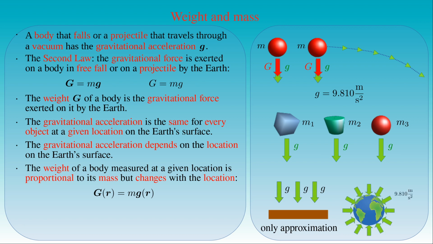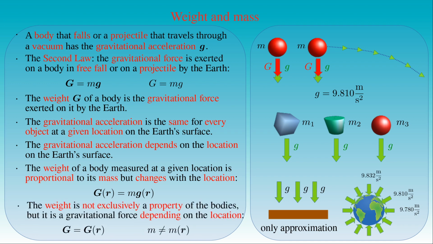For example, the weight of a body with the mass of 1 kilogram at sea level is equal to 9.81 kilogram meters per second squared at the latitude of 45 degrees, whereas it is equal to 9.78 kilogram meters per second squared at the equator, and 9.83 kilogram meters per second squared at the poles of the Earth. Unlike mass, the weight is not exclusively a property of the bodies. But rather, it is a force depending on the location on the Earth.